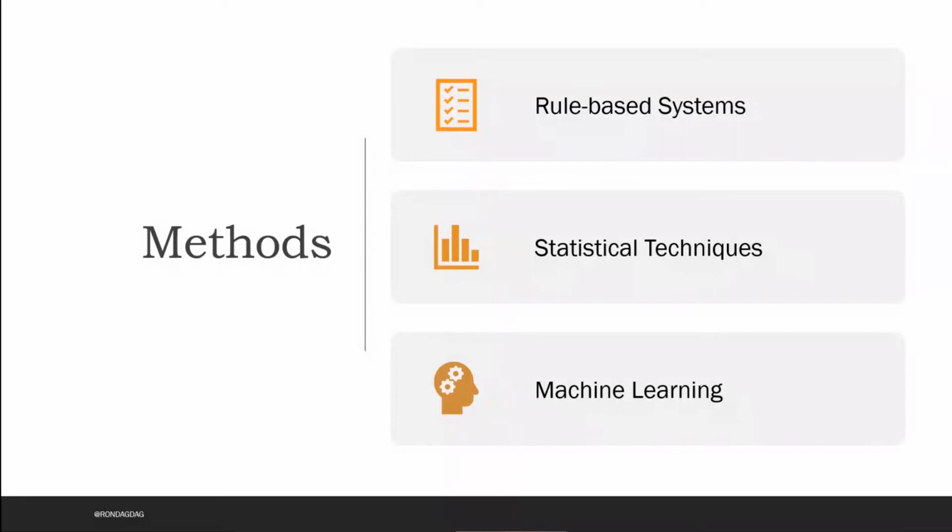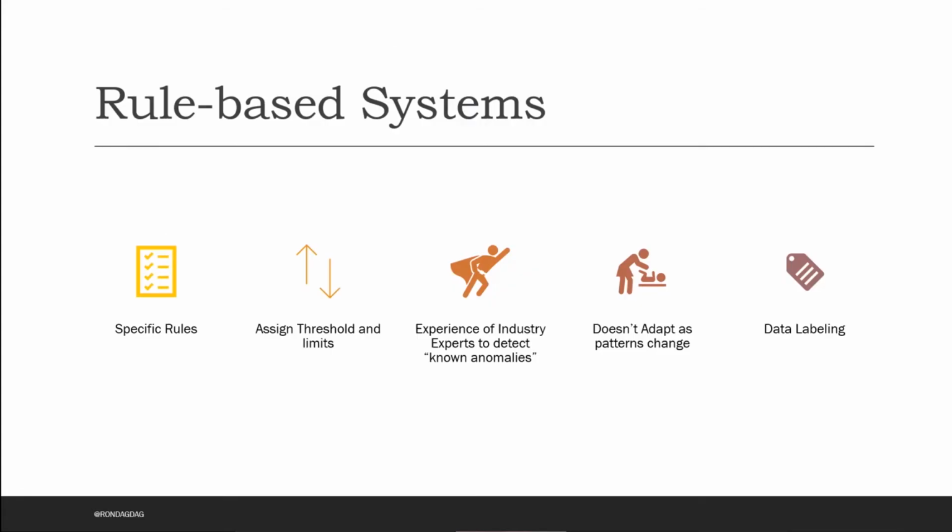So what are the different methods you would use for anomaly detection? It could be rule-based systems, statistical techniques, or machine learning. Rule-based system is where you specify the rules, right? A threshold. If the sensor data is this high, send an alert. If it's this low, send an alert, or within this range. Other than that, it's good data, right?